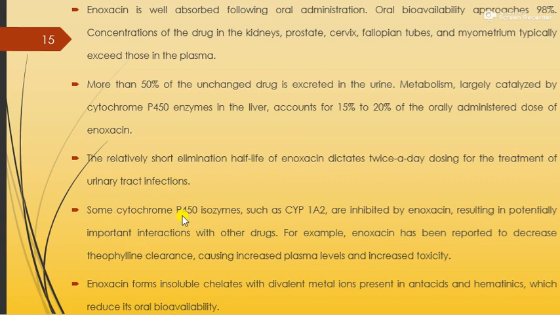Some cytochrome P450 enzymes such as CYP1A2 are inhibited by enoxacin, resulting in potentially important interactions with other drugs. For example, enoxacin has been reported to decrease theophylline clearance, causing increased plasma levels and increased toxicity. Enoxacin forms insoluble chelates with divalent metal ions present in antacids and hematinics, which reduces the oral bioavailability of enoxacin.